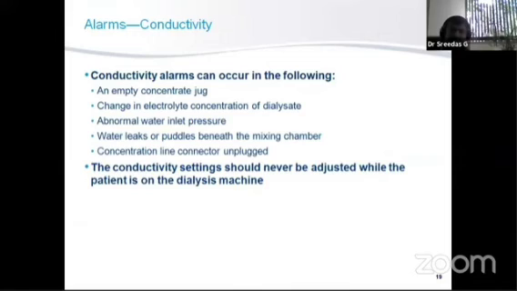So when does the conductivity alarm occur? Empty concentrate jar, that's most common. The machine rings the alarm, and automatically it goes to the bypass circuit, but the pump goes on running. If you don't notice that, the dialysis clock will run on, but effective dialysis doesn't happen. Empty concentrate jar is one thing that all of us check, like a knee-jerk reflex. You get an alarm, you see whether the concentrate is empty or not. Other causes are changes in the electrolyte concentration of the dialysate, abnormal inlet water pressure, water leaks and puddles in the mixing chamber, and the concentrate line connector being unplugged.